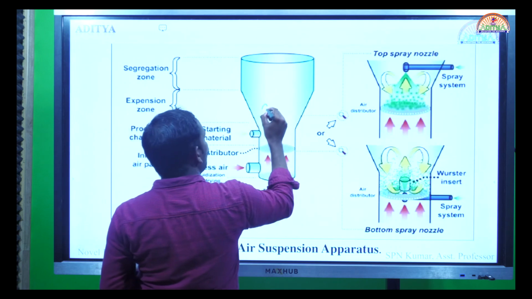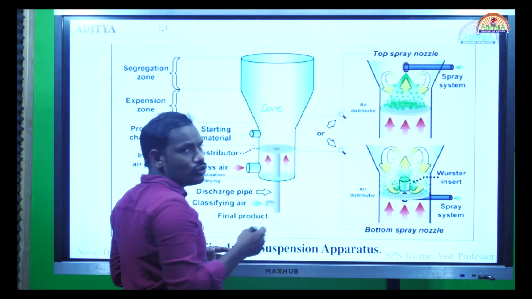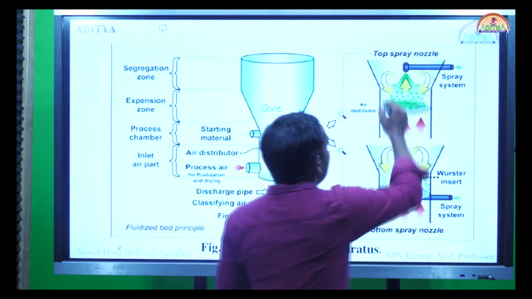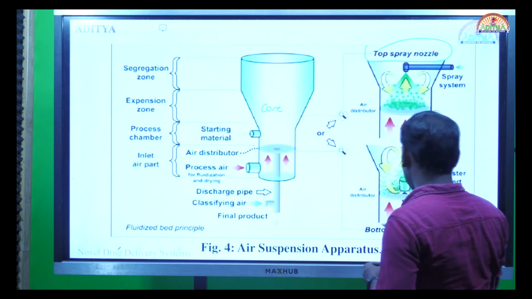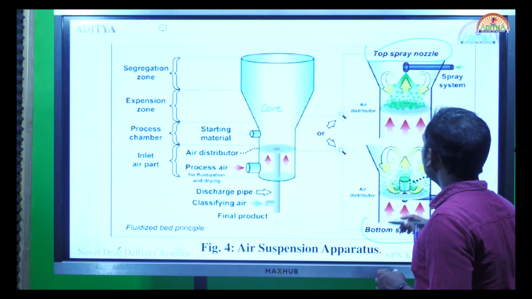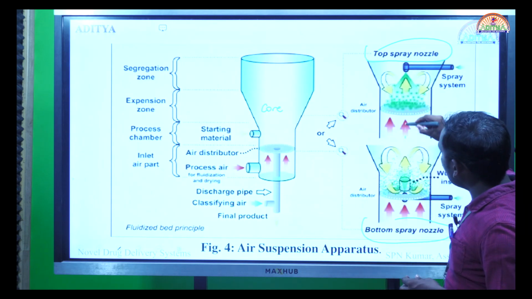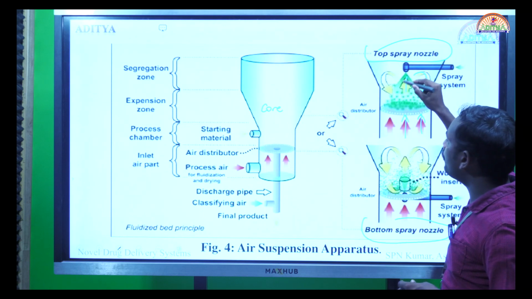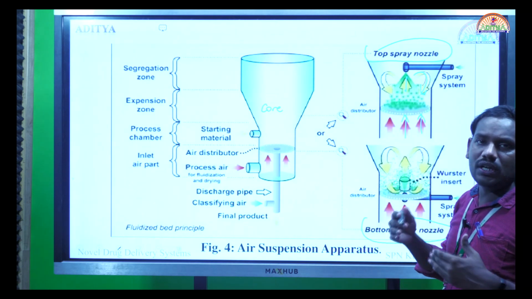So there is a core material. The coating solution is provided either from the top side. See, this is a top spray nozzle and this is a bottom spray nozzle. So core material is provided from one direction, coating material is provided from the opposite direction. So this is a counter current flow.